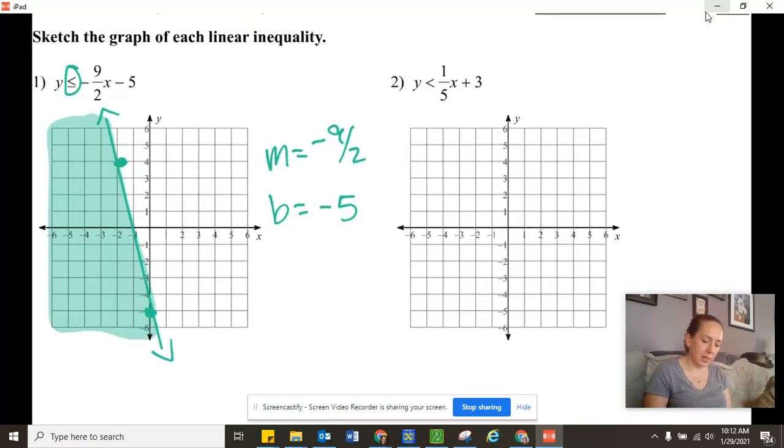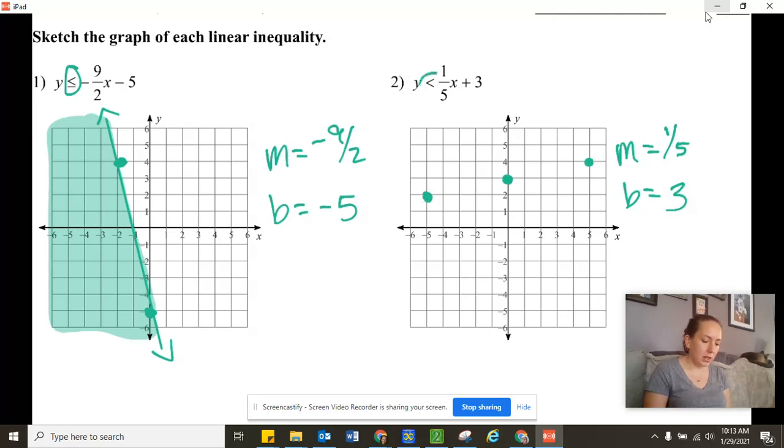For the next one, same thing. I can pull m and b straight out. So b is 3 and m is 1/5. So that means that I'm going to start at 3, and m is rise over run, so I go up 1, right 5, because it's positive, so up and right. And then I'm also going to go down and left.